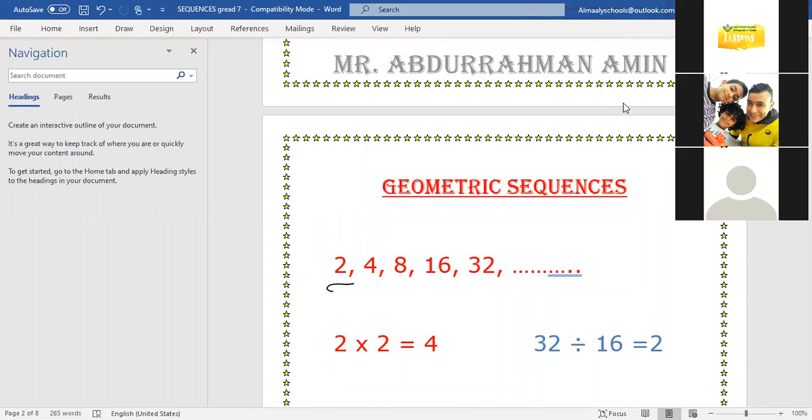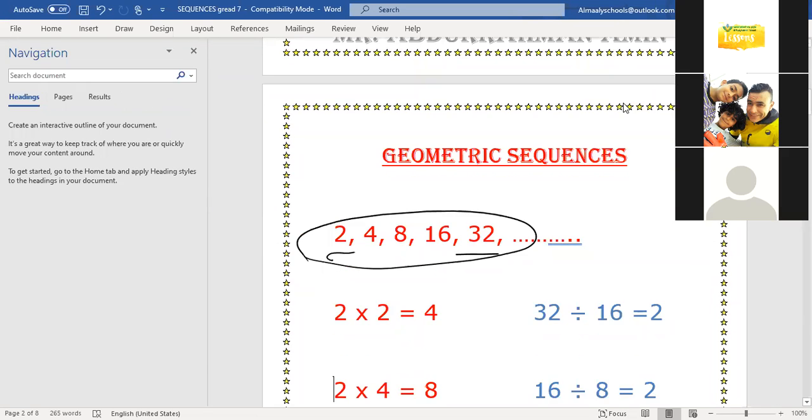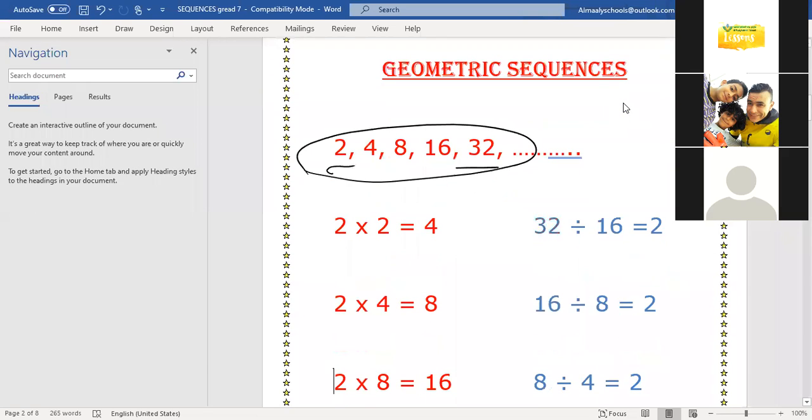Okay. Let's complete with geometric sequence. Look: 2, 4, 8, 16, 32. Who can find the relation between the terms? Yes, excellent. 2 multiplied by 2 equals 4. 4 multiplied by 2 equals 8. 8 multiplied by 2 equals 16. And 16 multiplied by 2 equals 32.